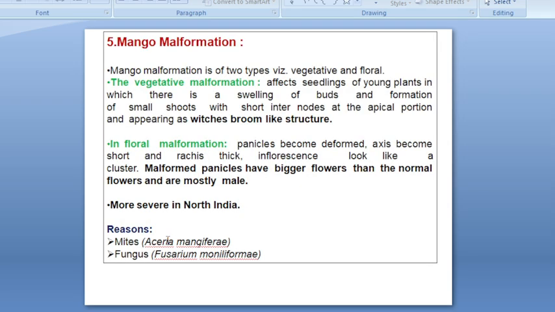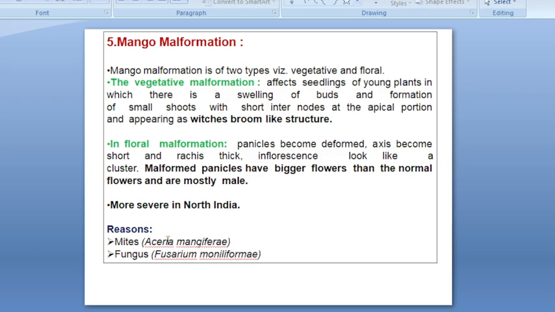Next is malformation. We can see this malformation problem at two stages, during the vegetative stage itself and also at the flower development stage. Here all the leaves will become malformed, very small in size, and it shows the symptom of witch's broom. This will also affect the photosynthetic ability of the plant and directly it will reduce the yield.